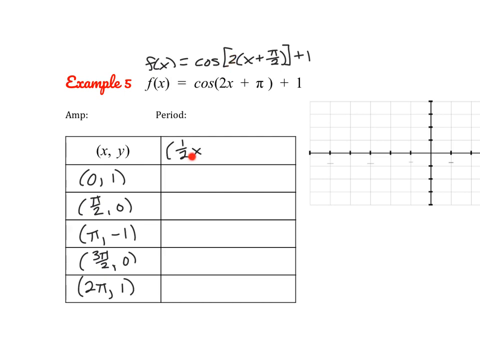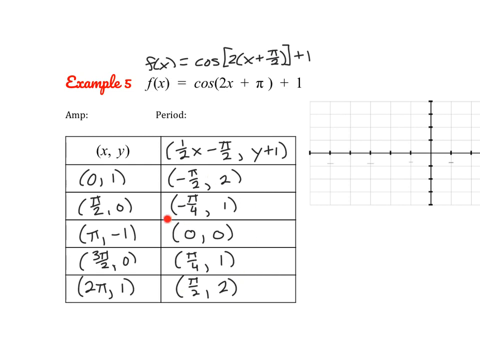So I'm going to multiply my x values by 1/2. And then here we're actually going to the left pi over 2. So then I'm going to subtract pi over 2 from all of the x values. For the y values, we're just going to add 1 to all of them because we have that vertical shift up 1. Okay, let's update our t-chart really quick.